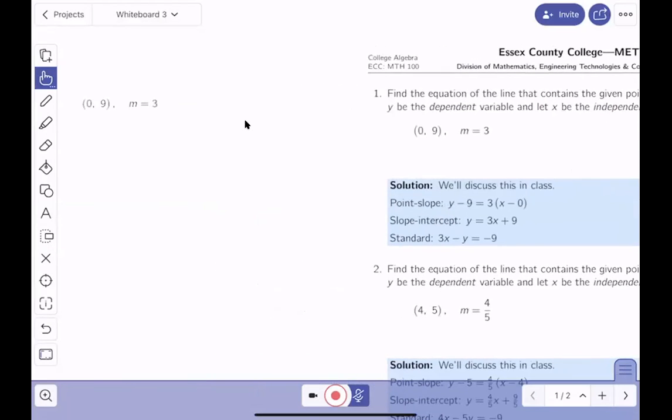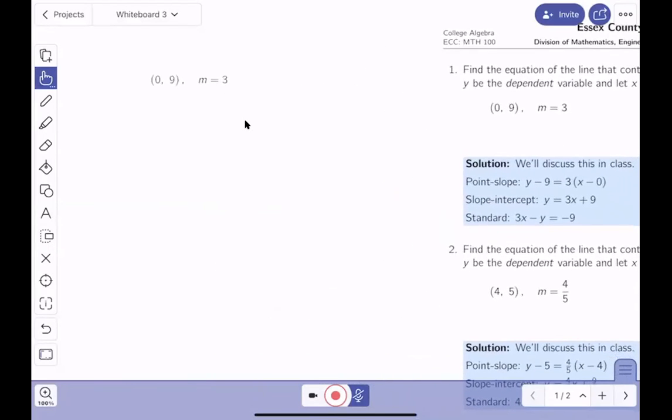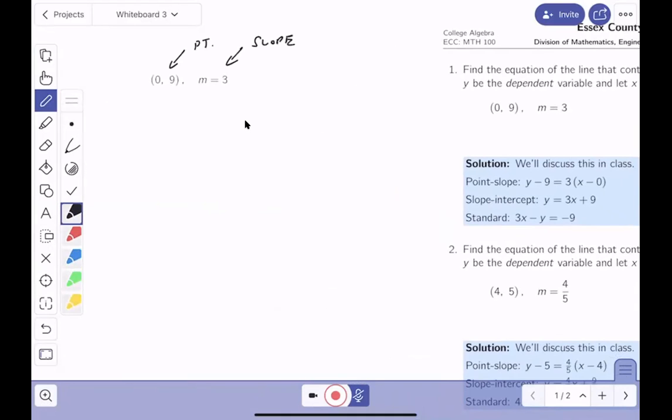And I have this information over here. And the question is, what do you have? You definitely have a point. This is definitely a point. And this is definitely a slope. I'm going to label this thing.